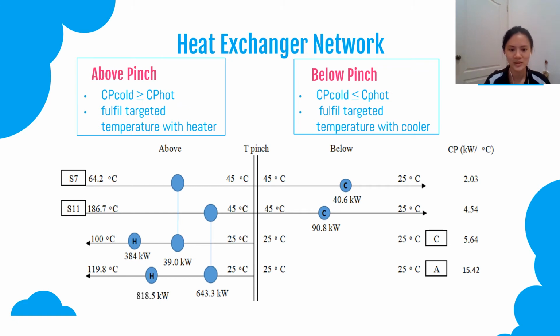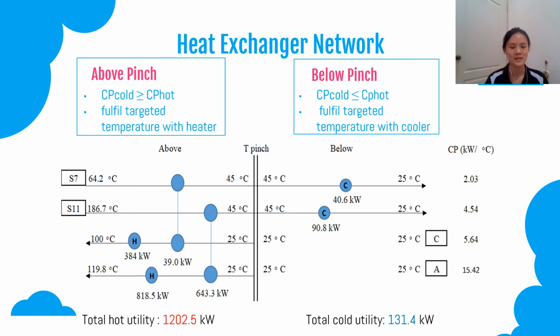Stream 7 and Stream C is matched above pinch to exchange 39 kW, and Stream 11 and Stream A is matched together above pinch to exchange 643.3 kW. While Stream C and Stream A requires an extra heater to reach the targeted temperature. For the design below pinch, since Stream C and Stream A has a T source which is same as the pinch temperature, therefore no heat exchanger is required. However, for Stream 7 and Stream 11, an extra cooler is required to make sure that the temperature is cooled down to the targeted temperature.